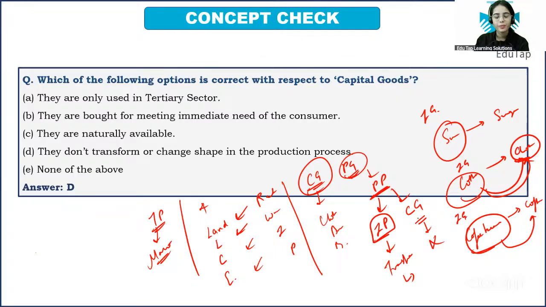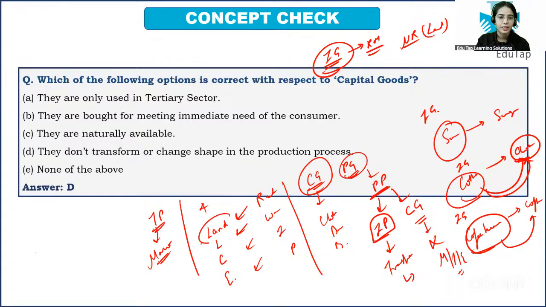Now, capital goods, give me an example of capital goods. Machinery, tools, equipment, they are the capital goods. Okay. So here in economics, we use the term intermediate goods instead of raw material. Because the natural resources come under the category of land. And the intermediate goods come under the category of producer goods directly.